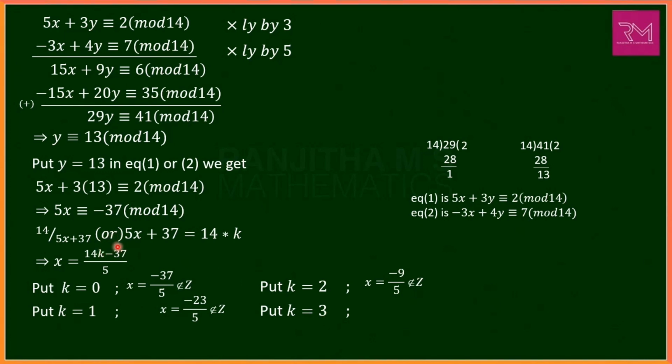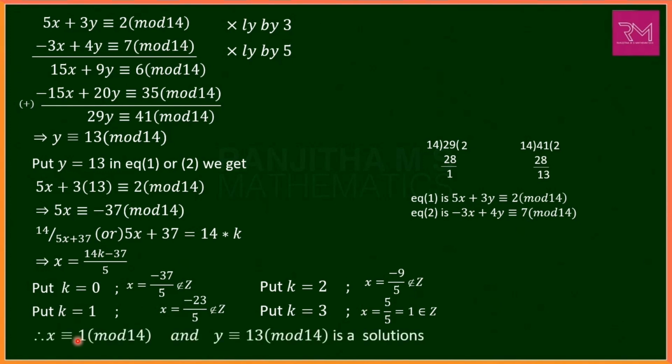If you substitute k value as 3, we get 14 into 3 is 42. 42 minus 37 is 5. Therefore we get x value as 5 divided by 5. 5 gets cancelled. Therefore we get x value as 1 that belongs to the integers Z. Therefore we can conclude that x is congruent to 1 mod 14. Finally, we can conclude that x is congruent to 1 mod 14 and y is congruent to 13 mod 14 is a solution for the given system of linear congruency.